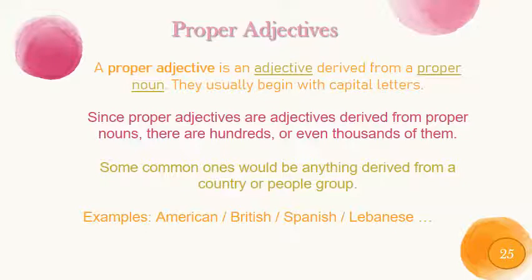So the most common proper adjectives that you have to know or to study are the adjectives that come from a name of a country or a group of people. For example, American, British, Spanish, Lebanese, Syrian, Palestinian. So all of these are called the proper adjectives and they should always be capitalized.